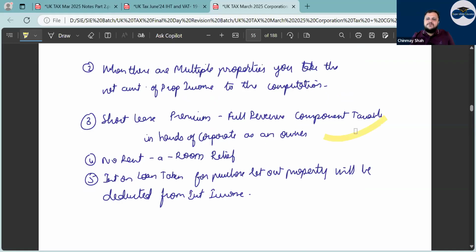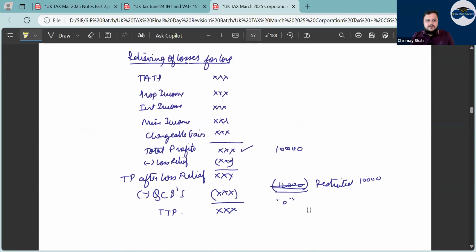Short lease premium, full revenue component taxable. If the company is the owner, the full revenue component is taxable. Interest on a loan taken for the purchase of a let-out property will be deducted from interest income. No need to deduct from what? Allowable expense. Then relieving of losses for corporations.